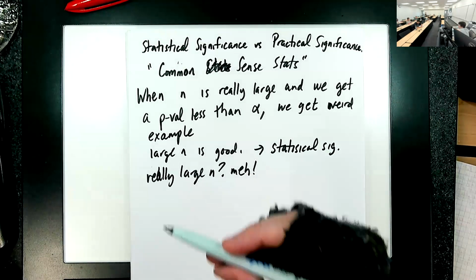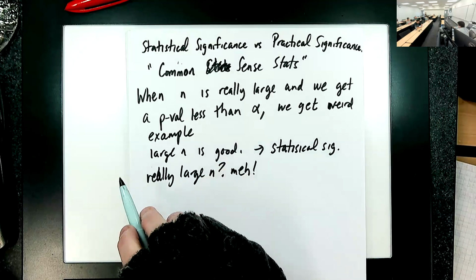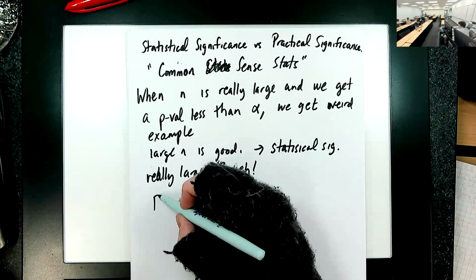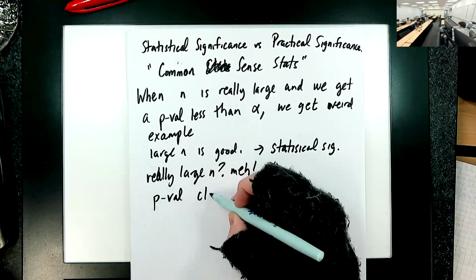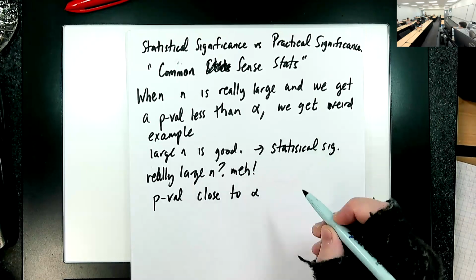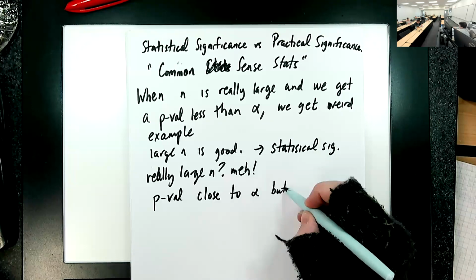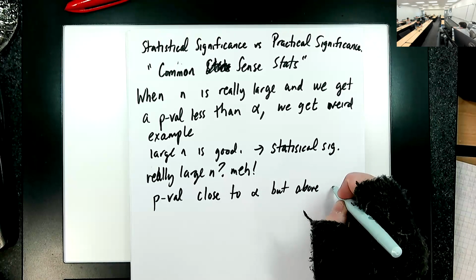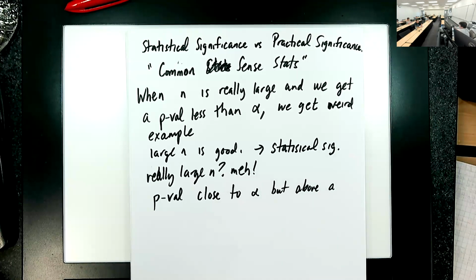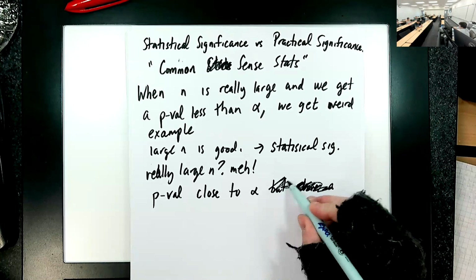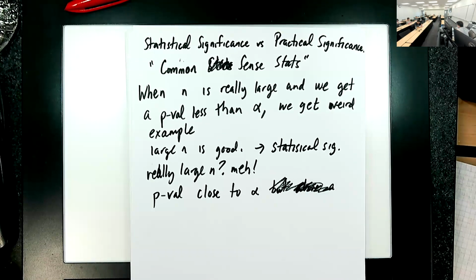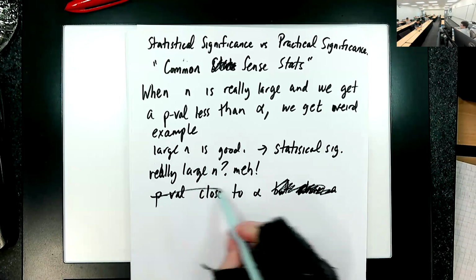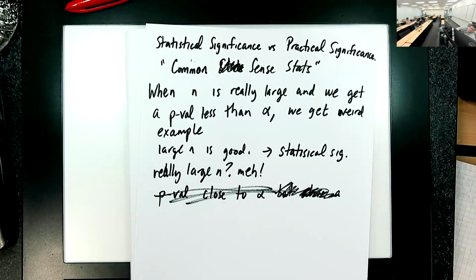You may get something where the p-value is close to alpha, but above it, or below it. We'll get p-values close to alpha, but it doesn't show up. Let's just get to the example. How about I do this?